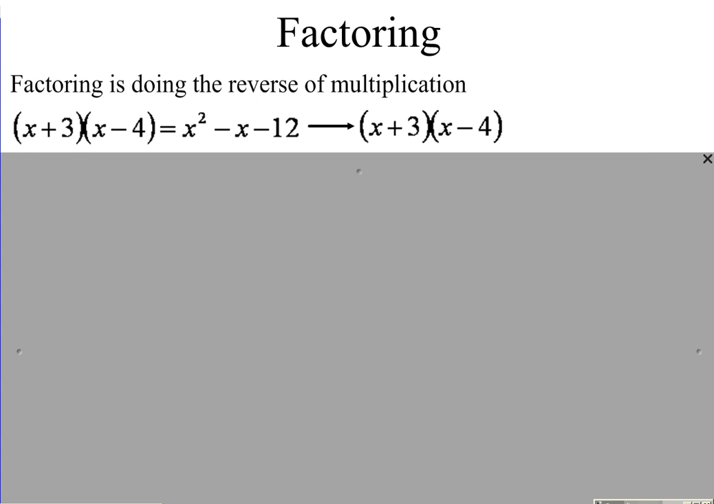What we talked about with foiling was taking two binomials, multiplying them together to get to this trinomial. Now today we're going to begin with a trinomial, and we're going to rewrite it into the two binomial factors that when multiplied together equal the given trinomial.